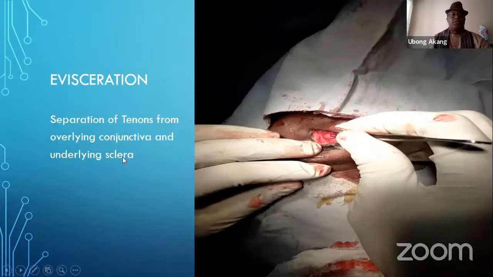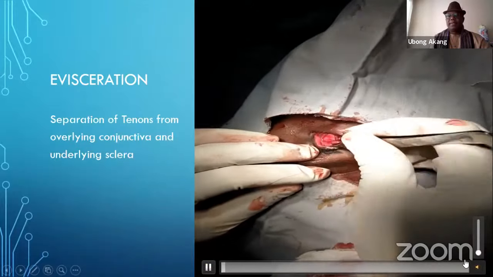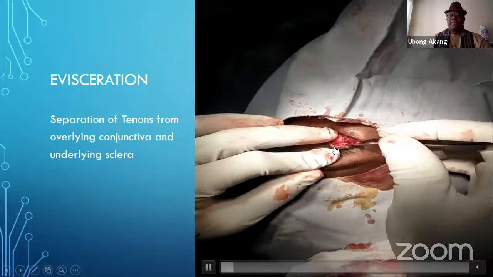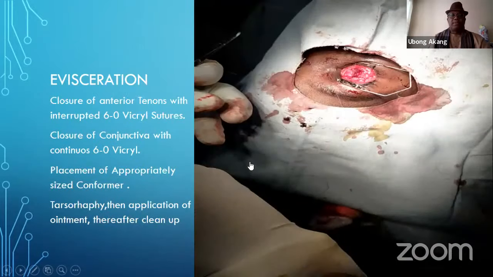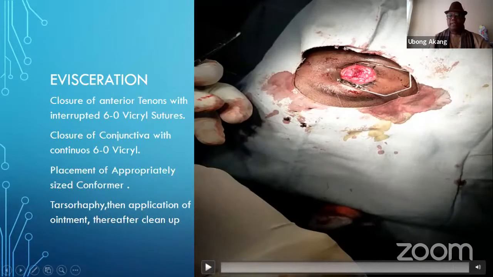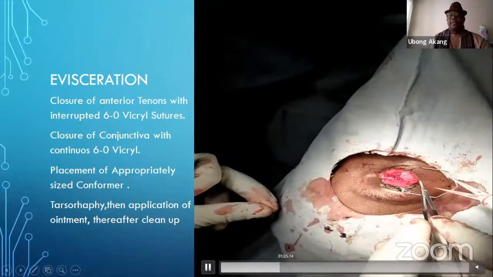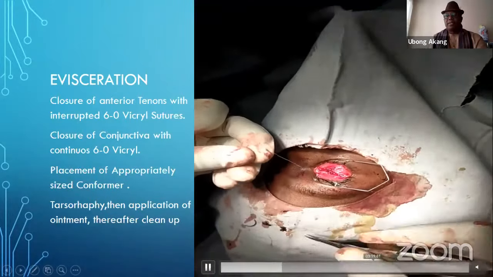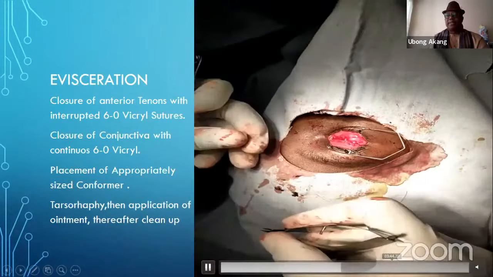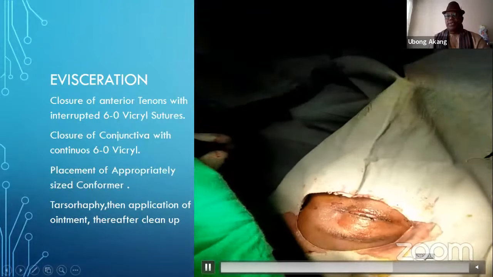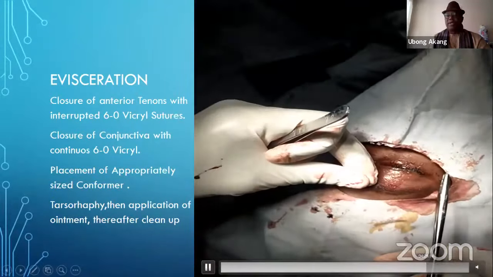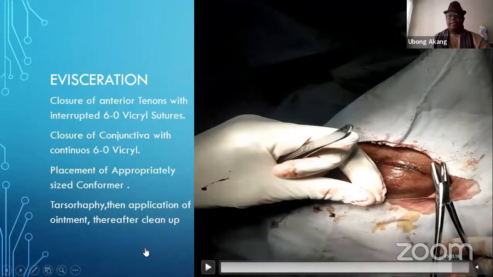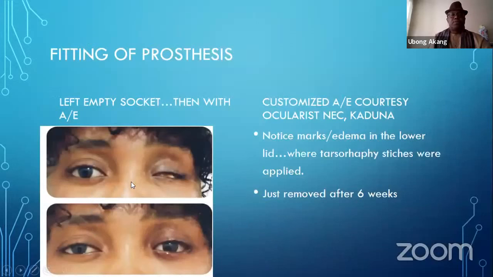And then you look for your Tenon's, separate your Tenon's from the overlying conjunctiva and underlying sclera. That's the Tenon's that is being separated. And the Tenon's has been separated there. Okay, jump that one. And then the suturing. You finish with the Tenon's. That's the conjunctival suturing that's being done there. Continuous. The Tenon's suturing is interrupted with 6 Vicryl. And you now put your tarsorrhaphy. Okay. All right. So this is what it comes up with.